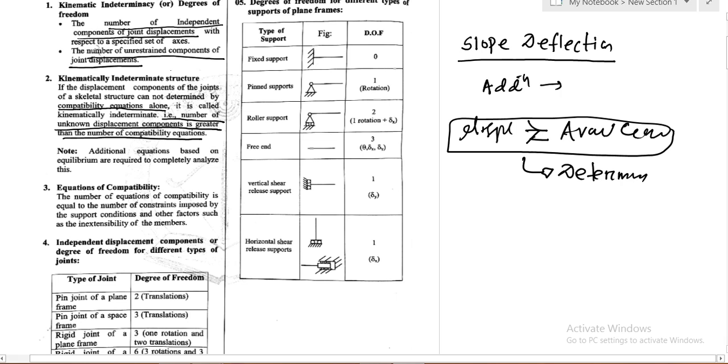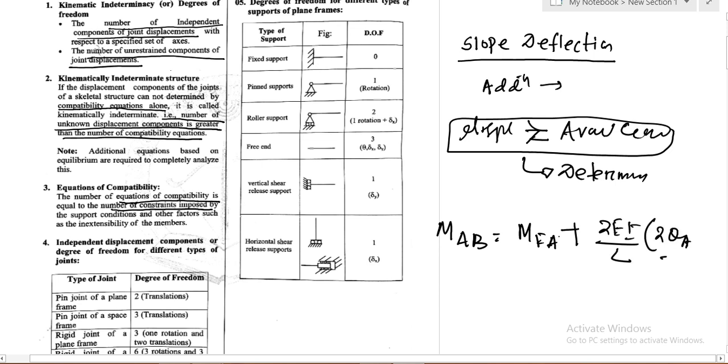So what are the equations of compatibility? The number of equations of compatibility is equal to the number of constraints imposed by the support conditions and other factors such as inextensibility of the member. If you talk about the slope deflection method, we write the moment about point B as the fixed end moment at a particular point A, plus 2EI by L into (2 theta A plus theta B minus 3 delta by L).